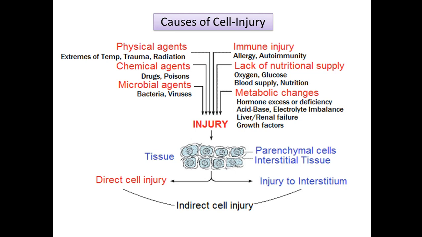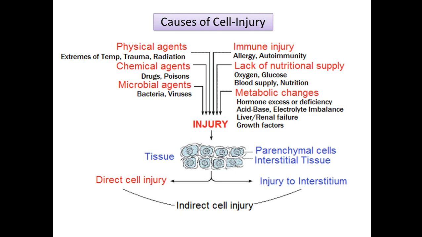The lack of nutritional supply. As in the previous slide, I showed you that for the cells to survive and remain functional and healthy, they should have a continuous supply of oxygen, glucose, and blood supply and other nutrients required by the cells, tissues, and body. So, if due to any reason there is a lack of the nutritional supply, potentially it will cause cell death.